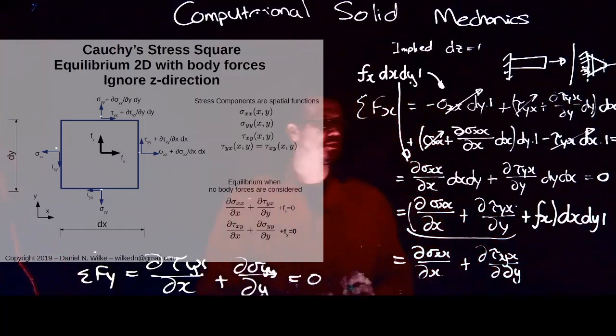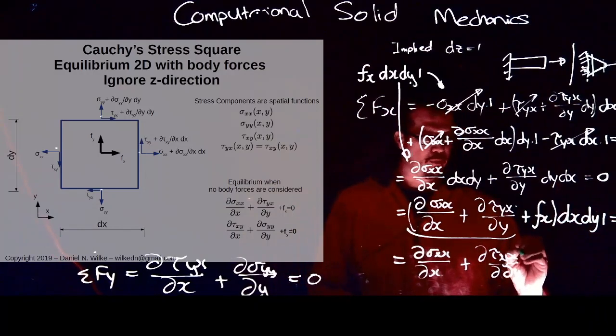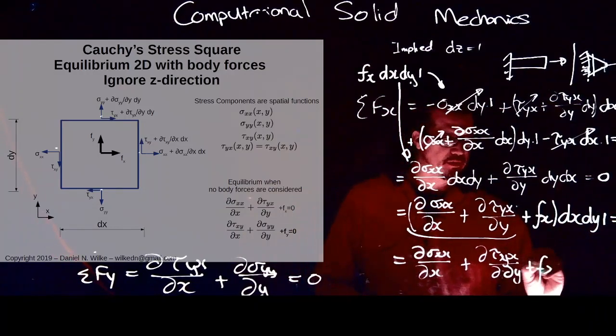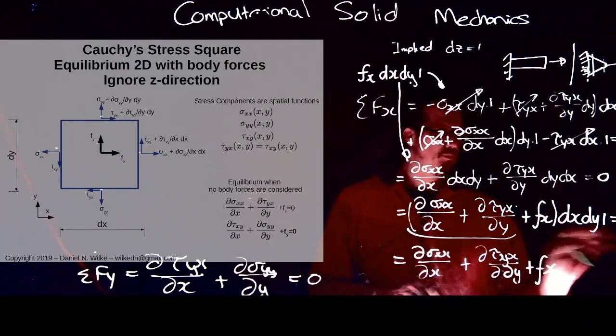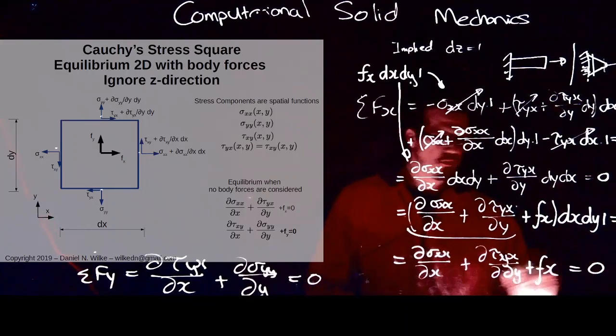Okay, so that is essentially what we have, and that is then equal to 0. And what we end up with is then plus f of x. When I say this is for an operative volume, and this is not 0, so this has to be 0, and then that equals to 0.